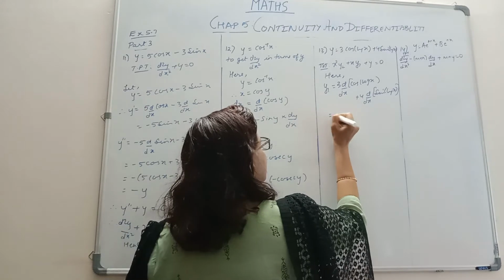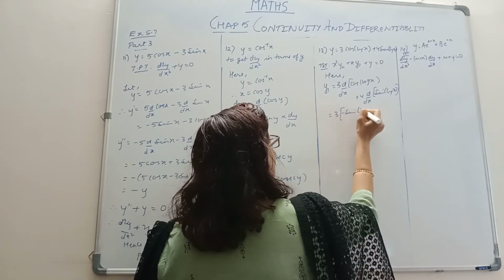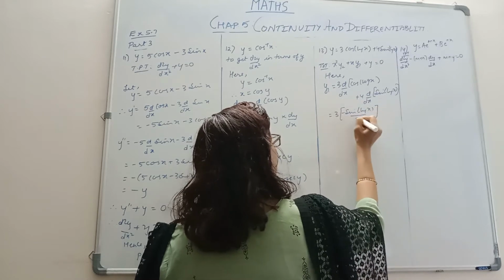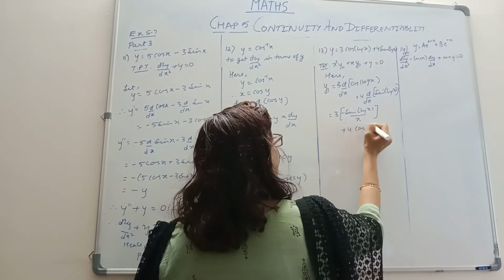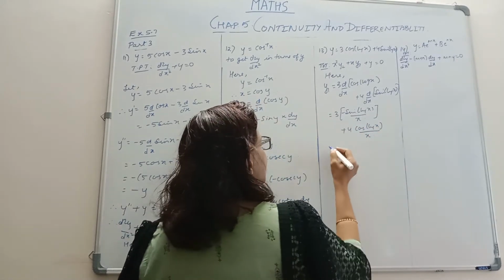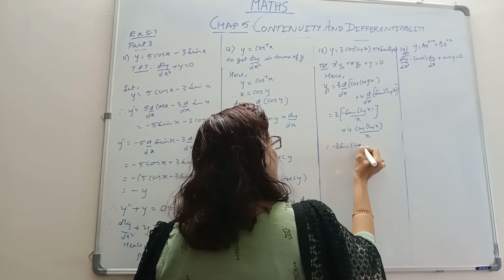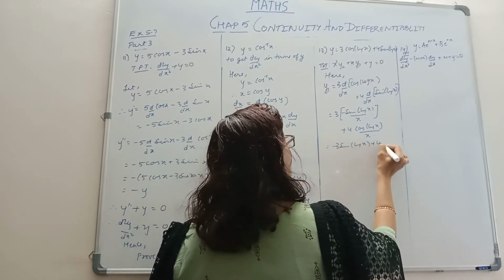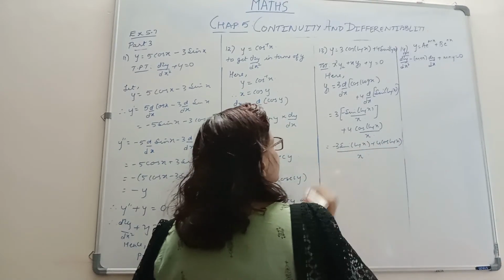So the derivative of cos log x is minus sine log x by x. Why did we get it? We got it from problem number 10. And the derivative of sine log x is cos log x by x, since the derivative of log x is 1 by x. So overall, what we are getting is minus 3 sine log x plus 4 cos log x, whole by x.